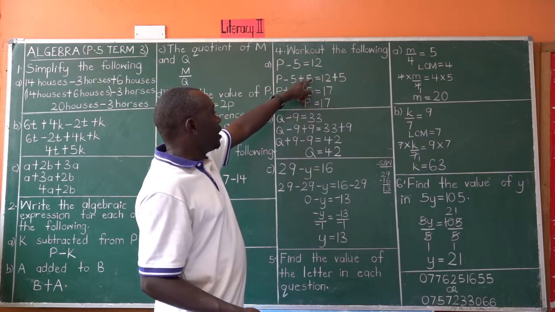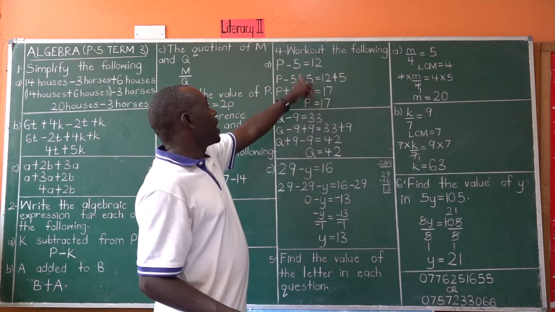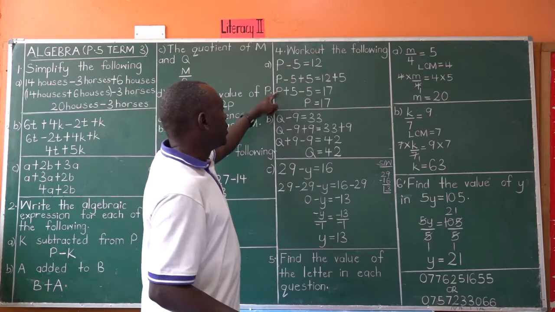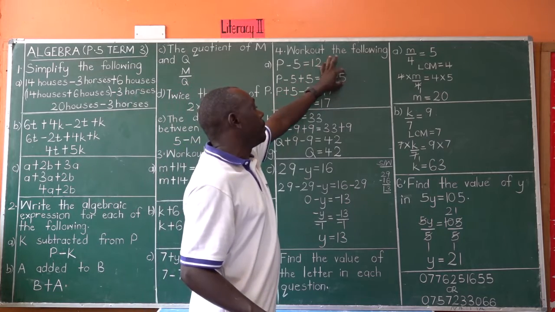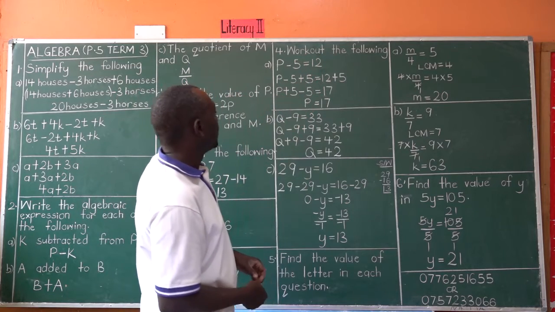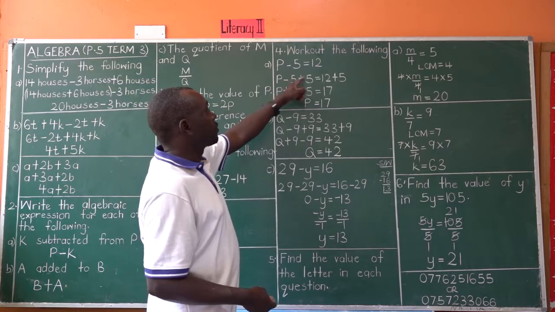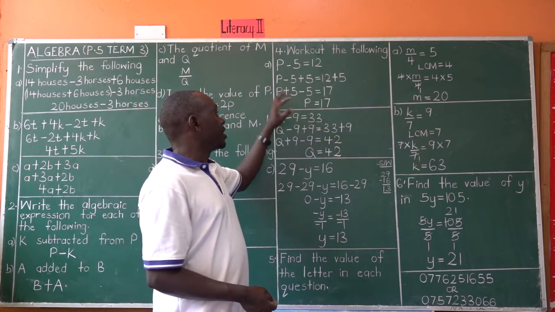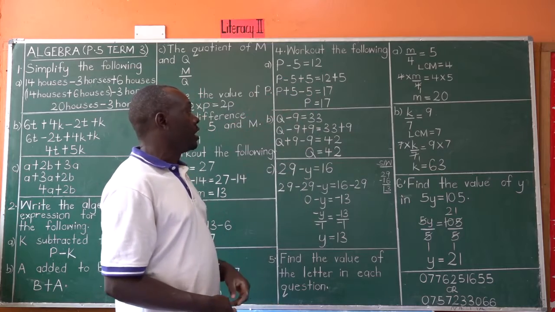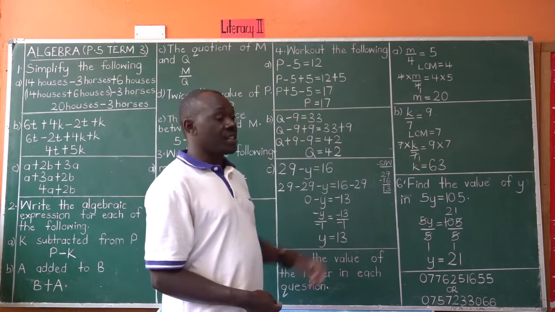To understand it better, you turn it the other way around. Start with the plus this way and then the minus. You will see p plus 5 minus 5 is equal to the sum, which is 17. So these two mean the same. Minus 5 plus 5 is the same as plus 5 minus 5, where 5 minus 5 is 0, so this side will remain with p, which is equal to 17.